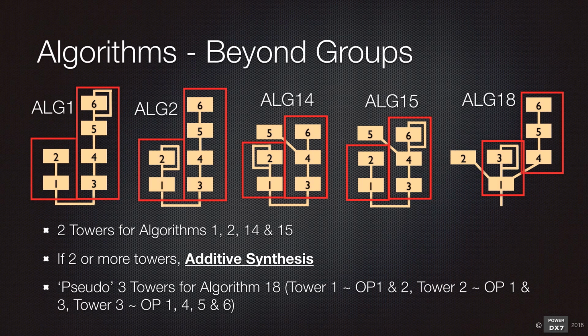The reason why I call it a pseudo tower is that instead of each tower having its own carrier operator, operator 1 is shared by 3 operators, operators 2, 3, and 4. So operators 1 and 2 are pseudo tower 1. Operators 1 and 3 are pseudo tower 2. Operators 1, 4, 5, and 6 are pseudo tower 3.